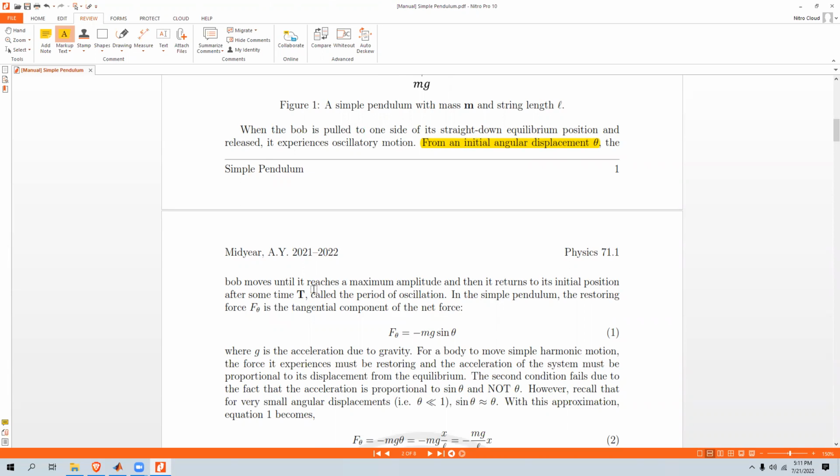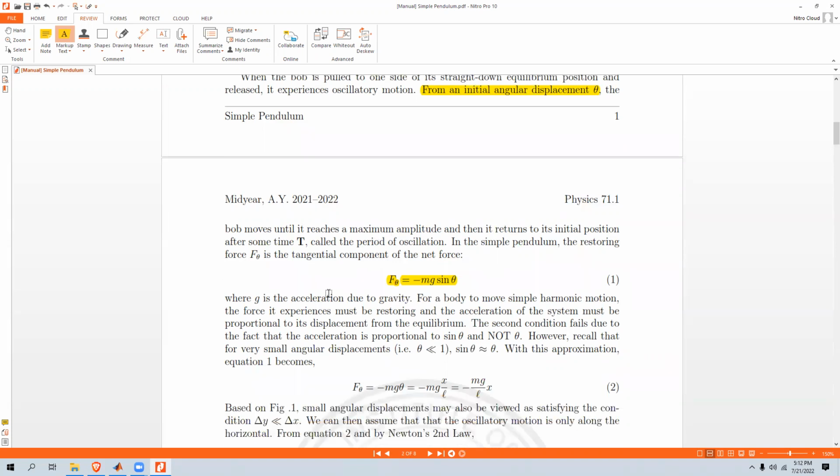In the simple pendulum, I mentioned earlier that we have a restoring force. This restoring force is negative mg sine theta. This might be familiar to you. This is just one component of your weight. Here, m is your mass, g is the acceleration due to gravity, and theta is your angular displacement.